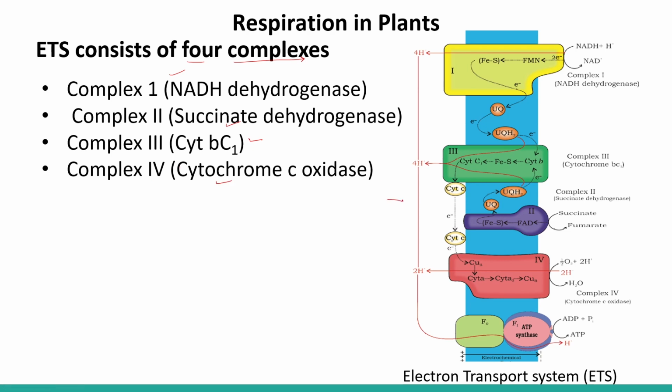Here in this figure, you can see the electron transport system. We have complex 1, then complex 3, then complex 2, then complex 4, and later complex 5, which is known as ATP synthase. This complex is involved in ATP synthesis. And where are these electron carriers present? They are present in the inner mitochondrial membrane.